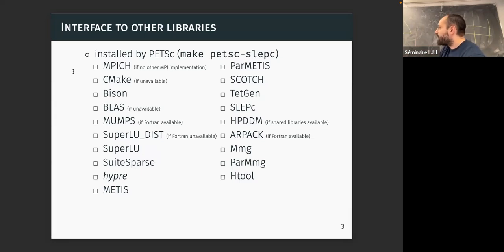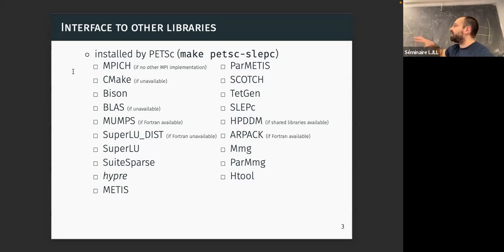And then we have slightly more advanced packages. So Hypre is an algebraic multigrid solver. Metis and ParMetis are graph partitioners from the US. Scotch is a graph partitioner from France. TetGen is a mesh generator. Then we have SLEPc for eigenvalue problems. In SLEPc, we also install ARPACK for you if you have a Fortran compiler. We also install HPDDM if you have shared libraries on your machine. And we have also MMG and ParMmg for mesh adaptation and HTool for hierarchical matrices.